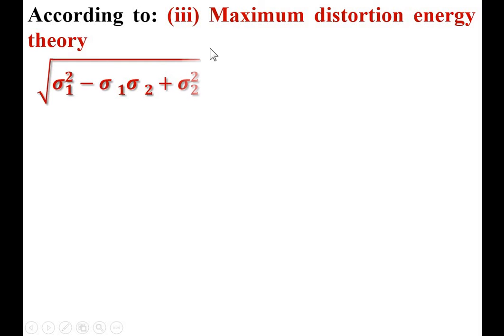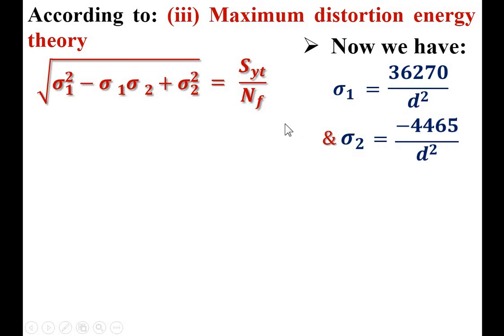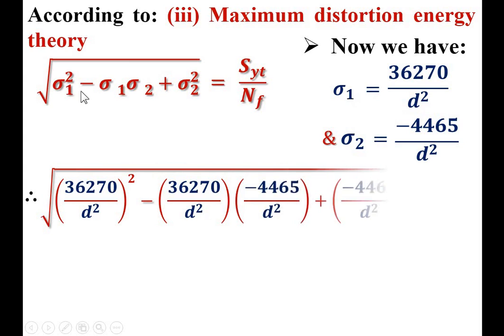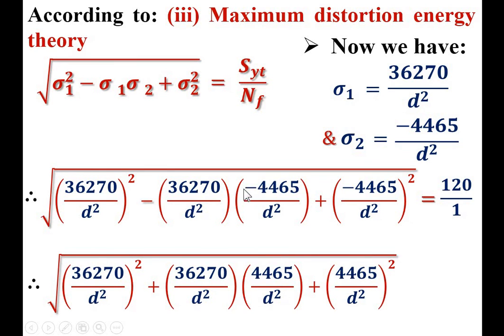Now third one, according to maximum distortion energy theory. So this is the statement of the maximum distortion energy theory. So we have sigma 1, we have sigma 2, we have SYT also 120. So now I can put it over here in this equation. So sigma 1 whole square, that means this one whole square, minus as it is sigma 1 into sigma 2, plus sigma 2 whole square, is equal to SYT, that is given in your description as 120, divided by Nf, factor of safety, that is not given to you, so you can assume as 1. But once again, keep in mind that minus minus will be plus over here, and that is exactly equal to 120.